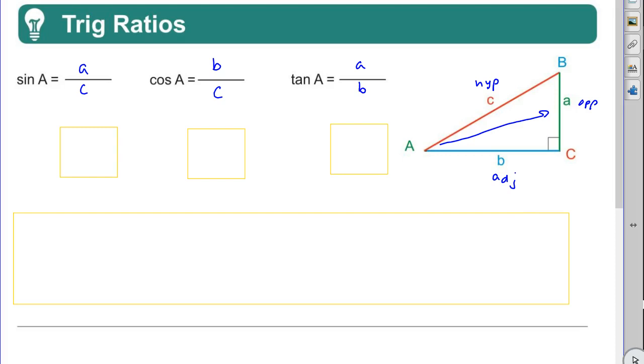With that, you should also know all the reciprocal relationships. You should understand that the cosecant of A equals 1 over the sine of A, or vice versa. The sine of A, you could swap these two, equals 1 over the cosecant of A. They are reciprocal relationships. By the way, if I wanted the cosecant of A, it would be C divided by A, side C divided by side A, the hypotenuse divided by the opposite.